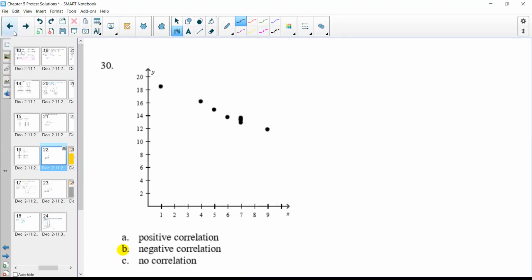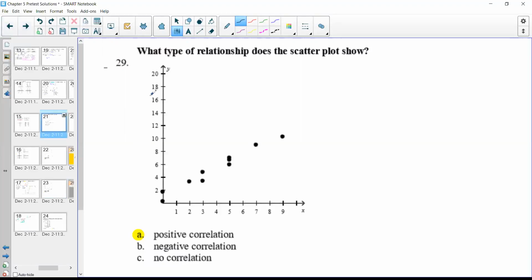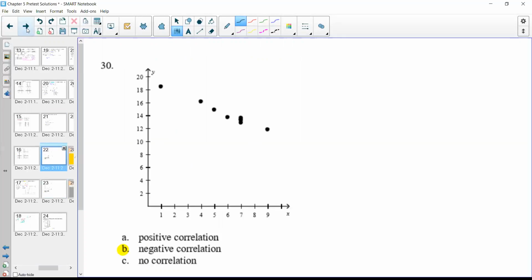So, just to review, a positive correlation, both values are going to increase. Notice all the values on your X and your Y axis are increasing. That's a positive correlation. Negative correlation is, one value is decreasing while the other value is increasing. So you have a negative slope, so to speak.